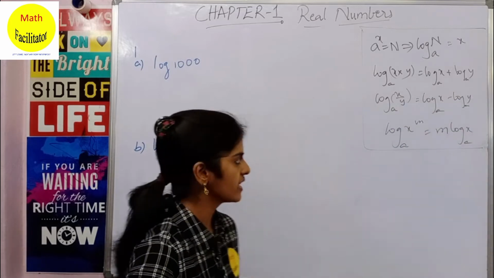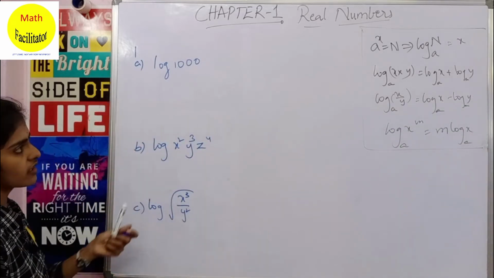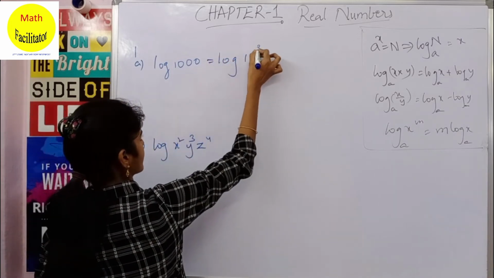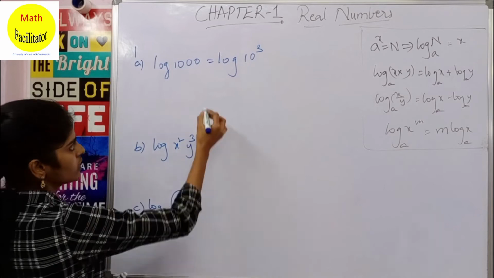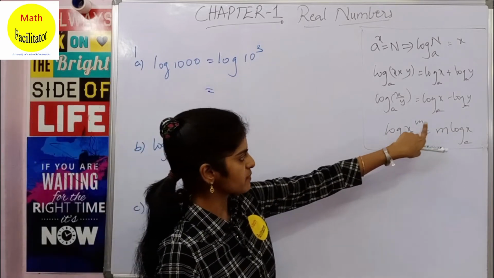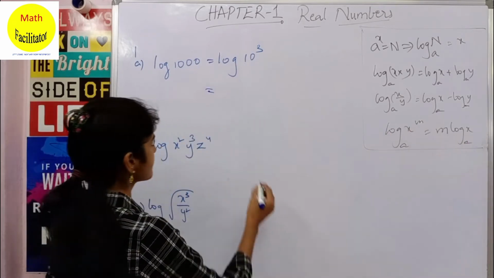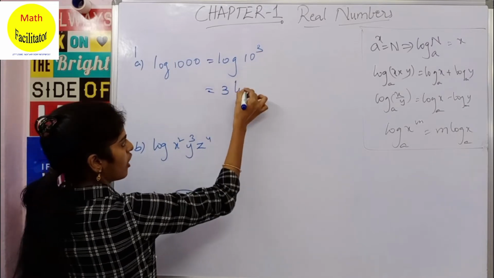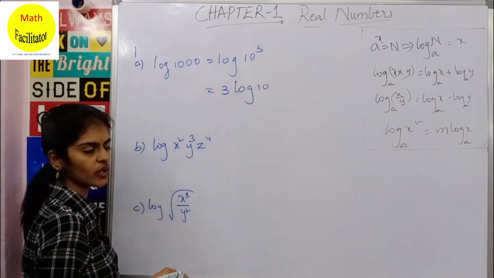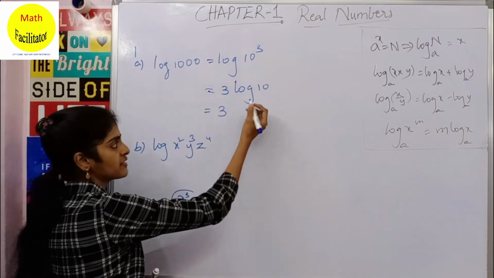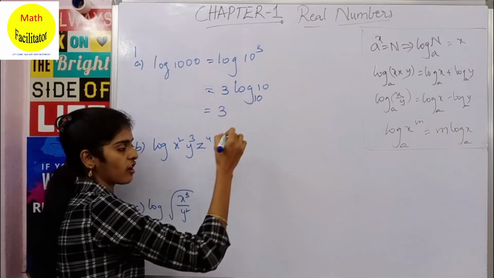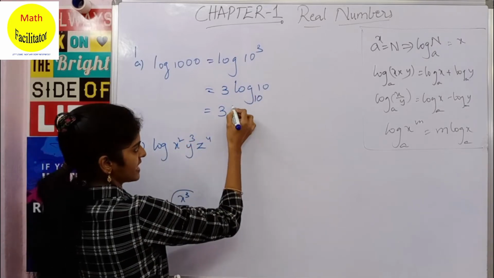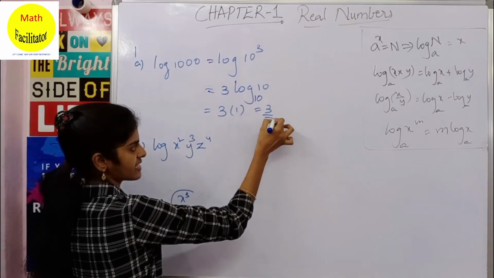Clear? So now let us continue. So log 1000 can be written as log 10 cube. So using this formula, log x power m is m log x, it is nothing but 3 log 10. Now we have learned that we are dealing only with the logarithms to the base 10. Now log 10 to the base 10 is 1. So this is 3. Answer is 3.